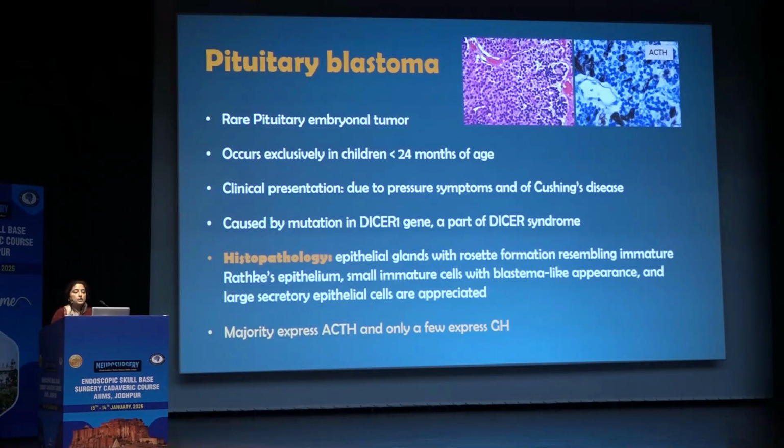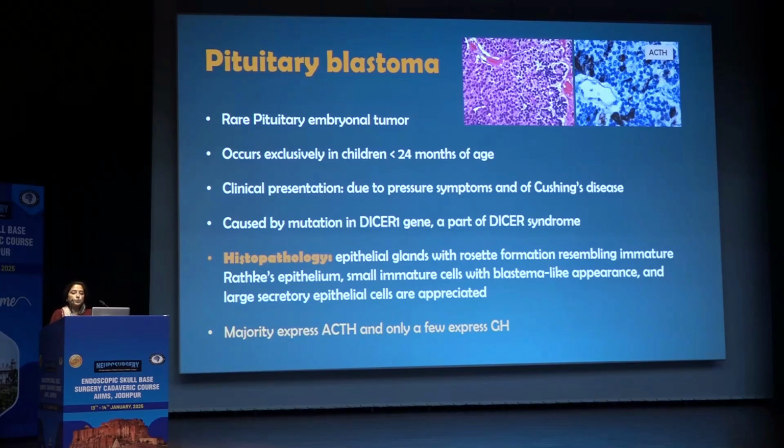I'll just touch on pituitary blastoma since it's a newly added entity. It's very rare. There are only a few case reports to date in the literature. They occur exclusively in children less than 2 years of age. Clinical presentation usually is due to pressure symptoms or a Cushing's disease-like presentation.